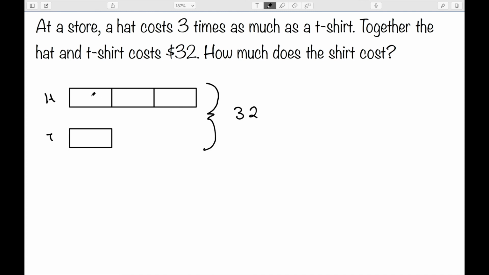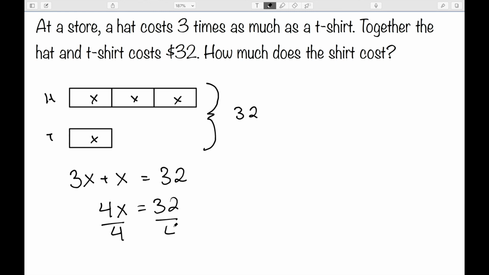To do an equation, I could represent each one of these with x since we know they're all equal. The hat gives me 3 x's, the t-shirt gives me 1 x, and I know together those are 32. So 4x is equal to 32. We could divide both sides by 4 and get that x is equal to 8. So once again, the t-shirt would cost $8, and the hat is worth 3 of those, so $24.